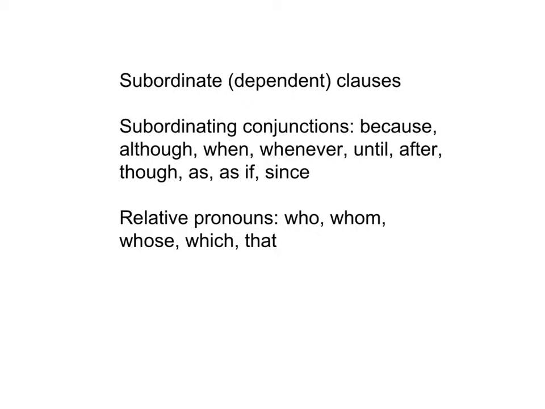Words like because, although, when, whenever, until, after, and so on are called subordinating conjunctions. Words like who, whom, whose, which, and that are called relative pronouns.